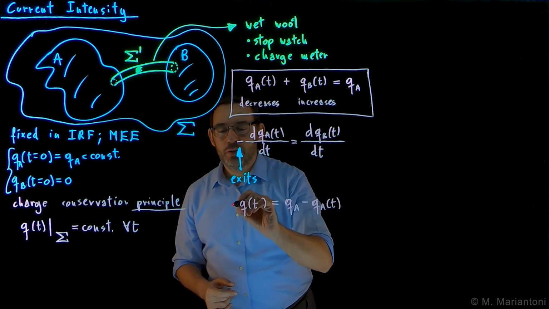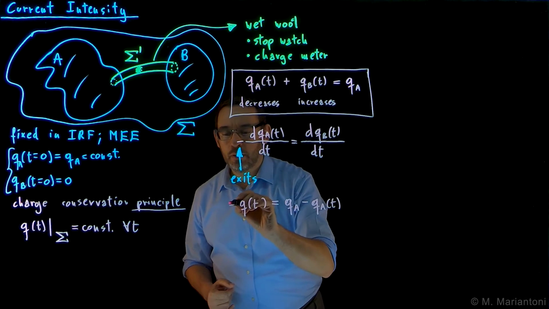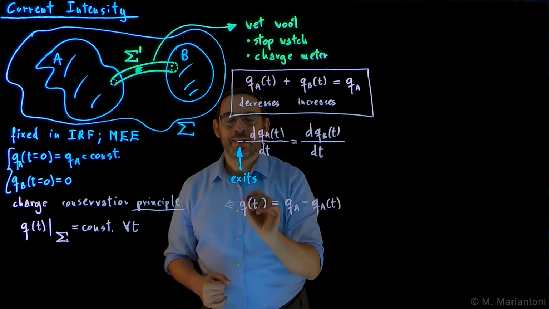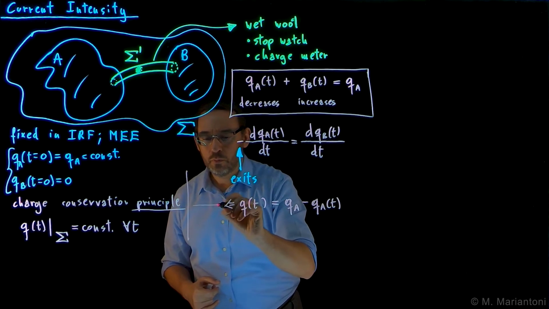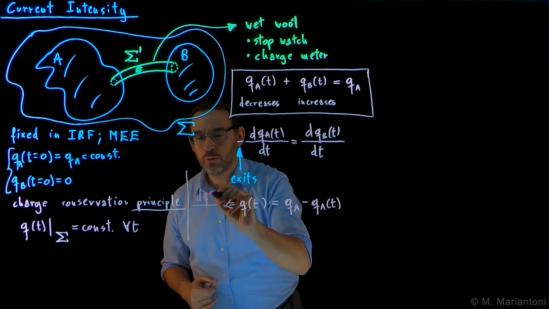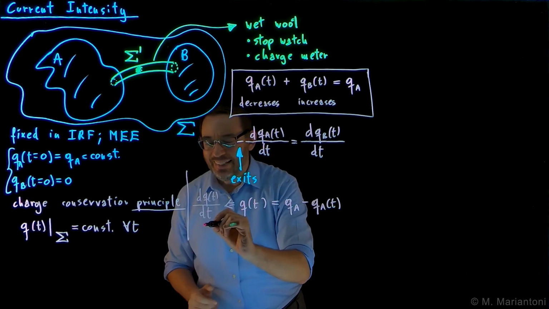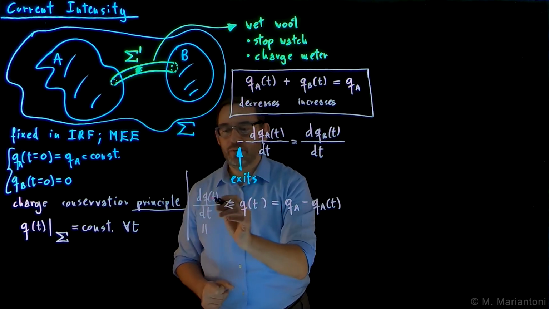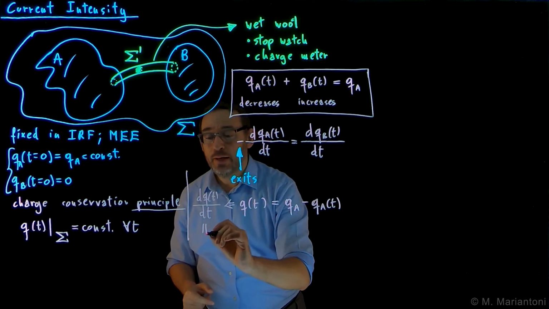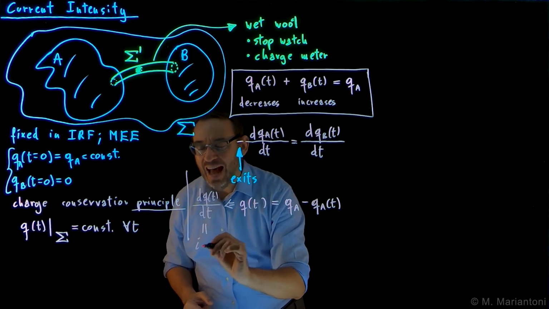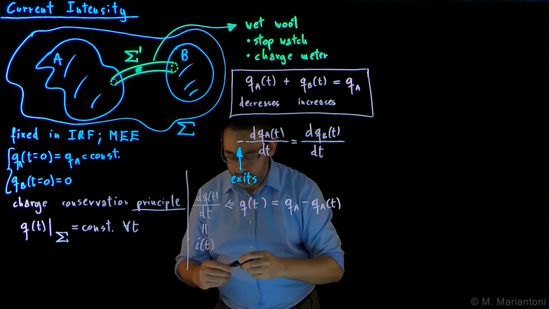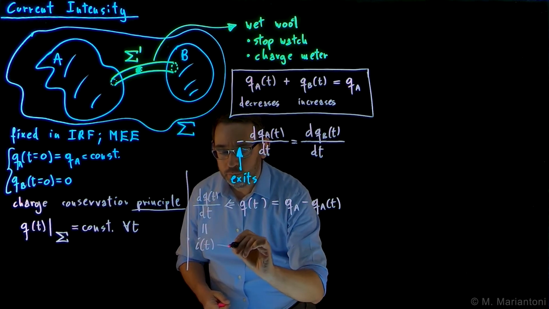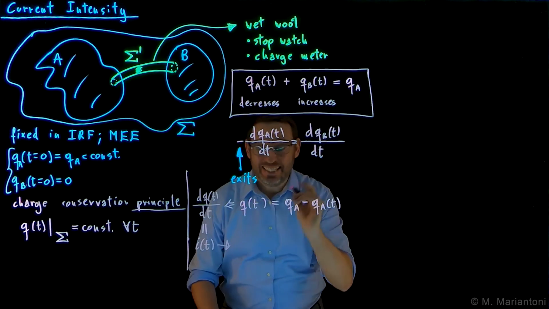Now, in this specific case, if I were to compute the time derivative of Q(t) with respect to t, the time derivative of Q(t) measured at this cross-section sigma prime, it is what we call I, function of t. This quantity I(t) is what we call the electric current intensity.